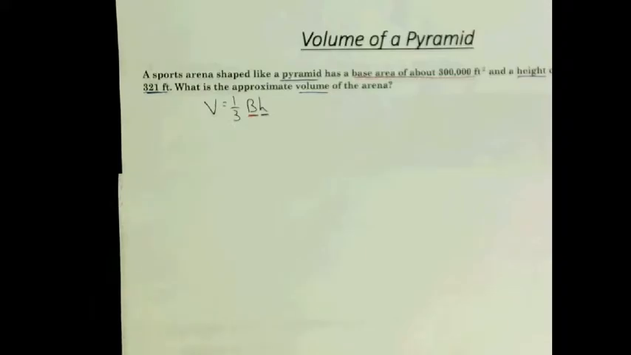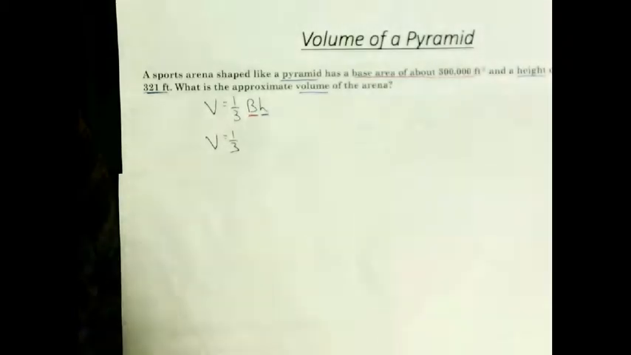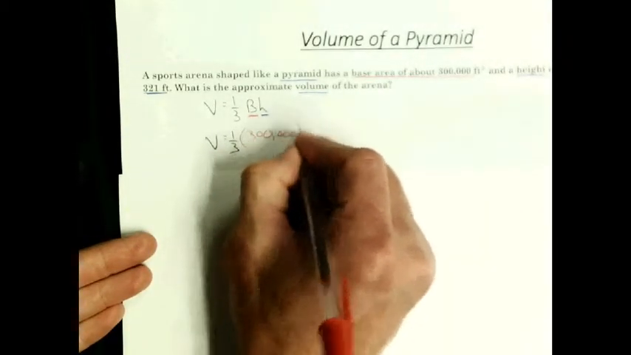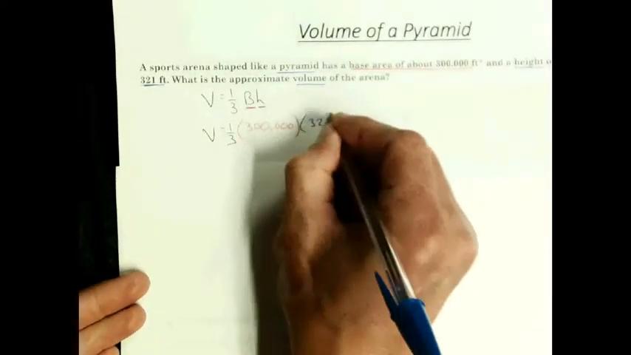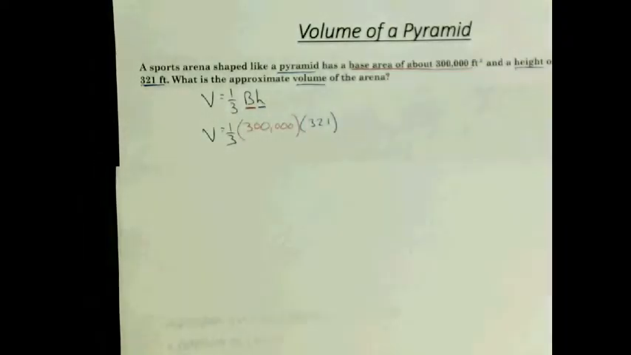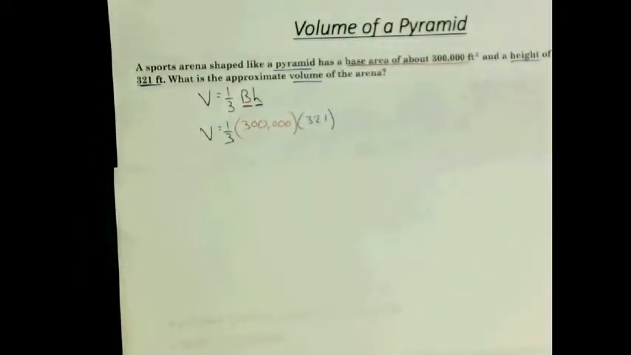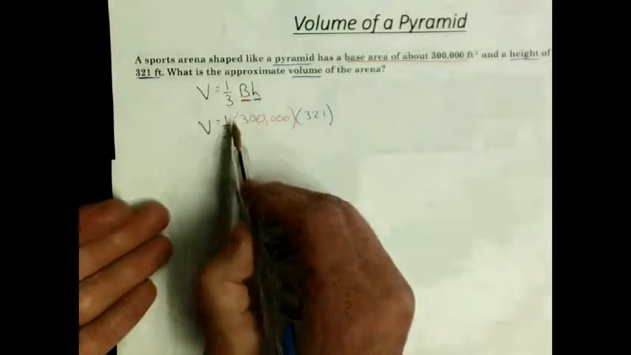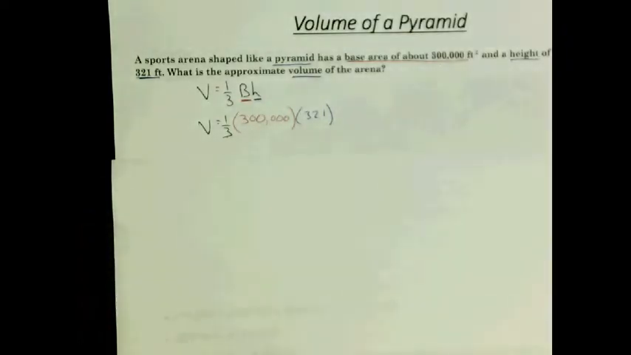We have everything we need. All we've got to do is put it together. Volume is 1/3 of the area of the base, 300,000 square feet, times the height, which is 321 feet. So the rest is calculator work, right? Right, so you grab your calculator and start to push some buttons. I'm going to say, whoa, time out. Don't use your calculator yet, because you can do this without a calculator. Let's see how. Look what's going on. We are calculating 1/3 of 300,000. Come on, man, you got this.